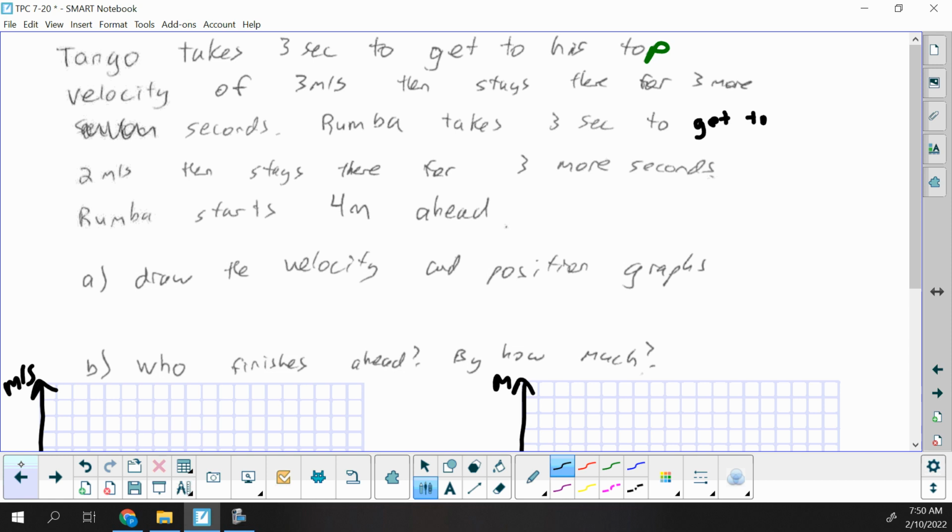And a couple things we want to do. We want you to draw a velocity graph for this scenario. Make sure to label who's Rumba, who's Tango. Then do your t-chart and your position graph. Again, making sure to label who's who. And then we want to know who finishes ahead and by how much. So we're going to give you about 10 minutes to do this. Okay, so we're going to pause the video on your graph paper, do your velocity graph, do your t-chart and your position graph, and then answer who finishes ahead and by how much.